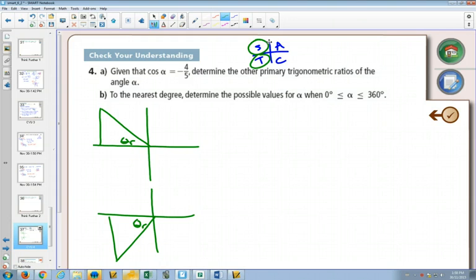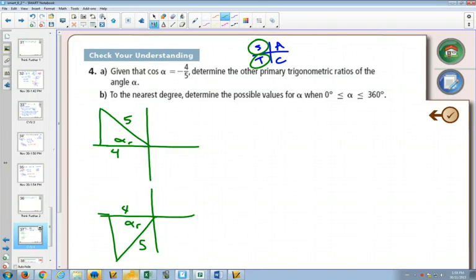Alpha is just another measure for an angle. In fact, when I write this down to be proper, I should write my reference angle as alpha with a little r. If it was cos x, we'd write x with a little r for our reference angle. And since cos is adjacent over hypotenuse, this side would be 4, this side would be 5, this side would be 4, this side would be 5.